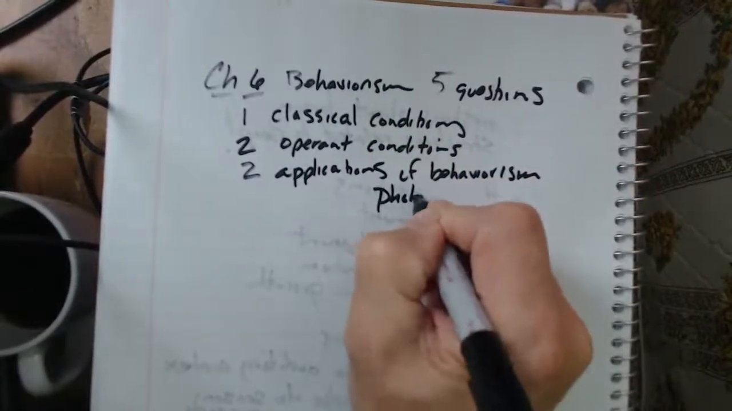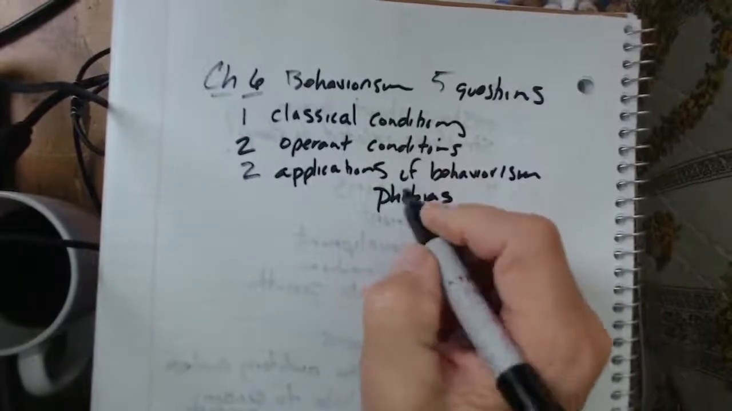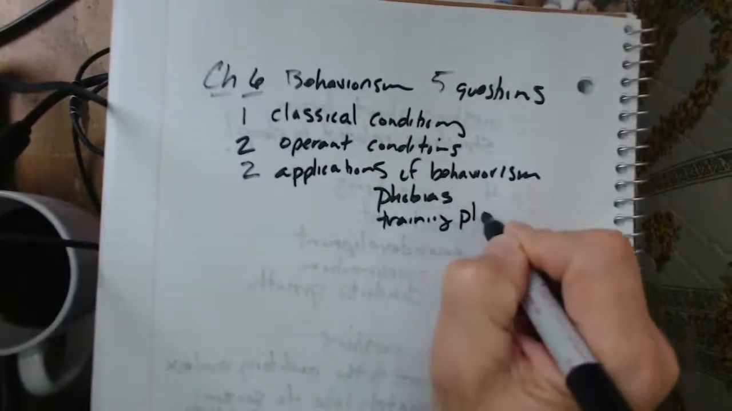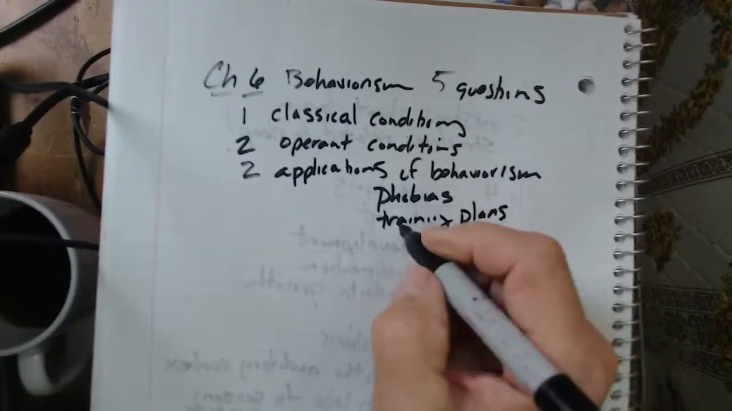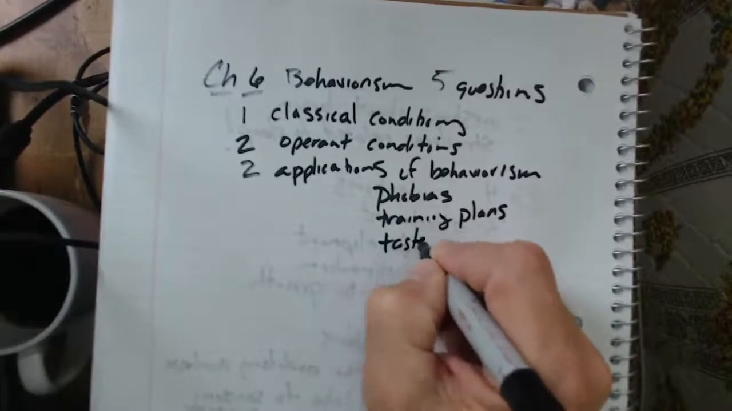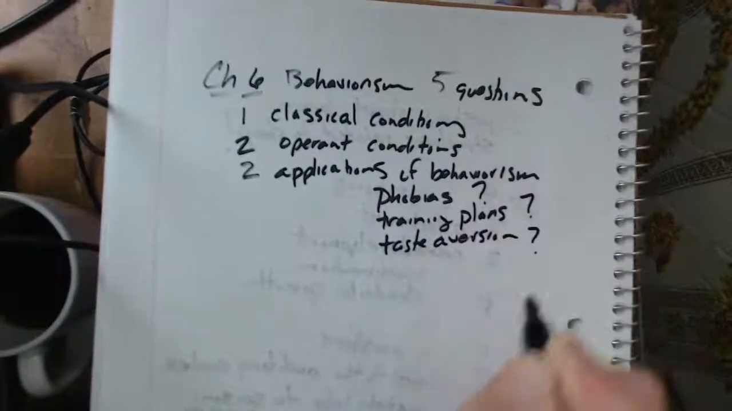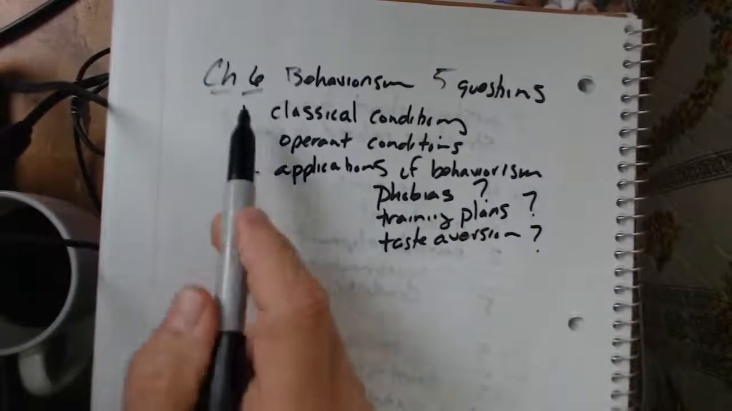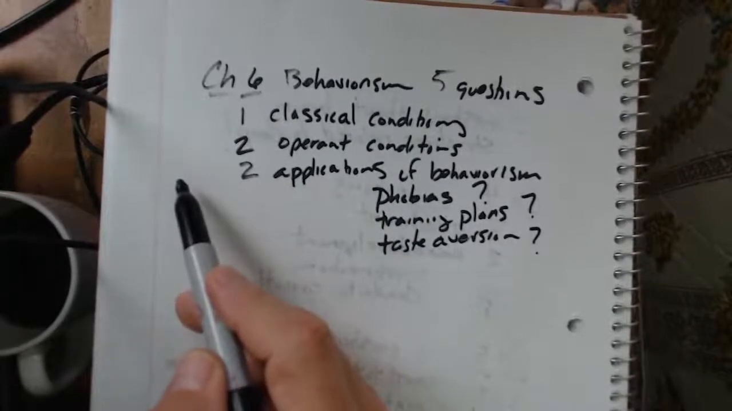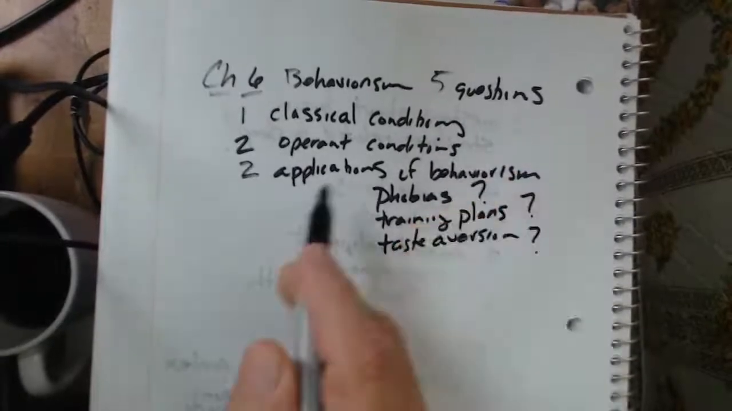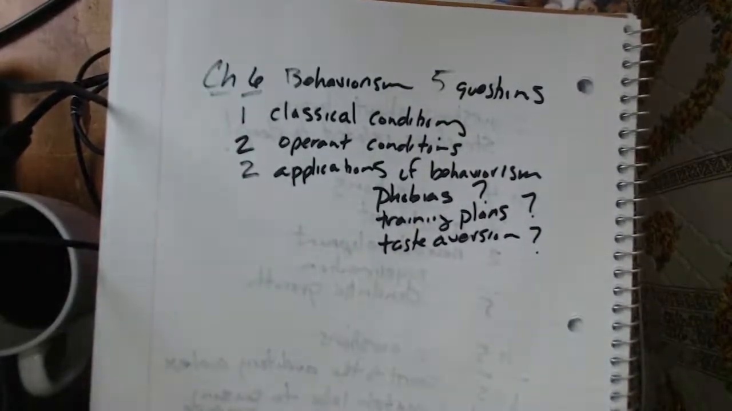And I'm talking about things like phobias, training plans, or taste aversion. All right. And so one general question on classical conditioning, 2 general questions on operant conditioning, and then 2 application questions for chapter 6.